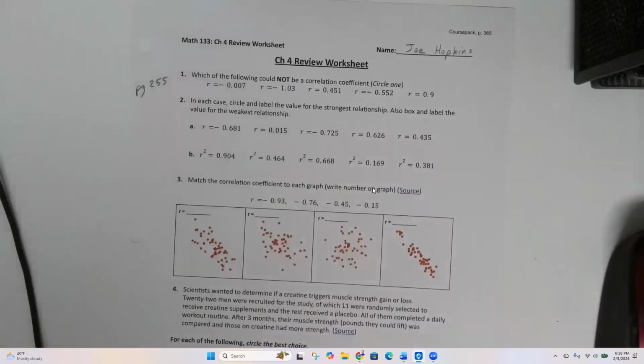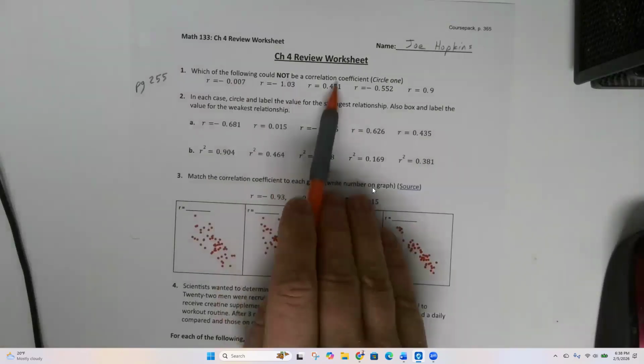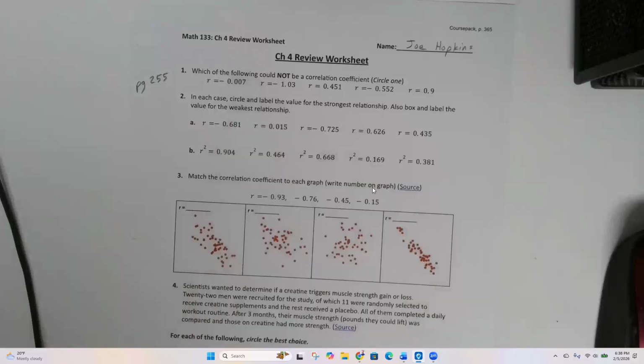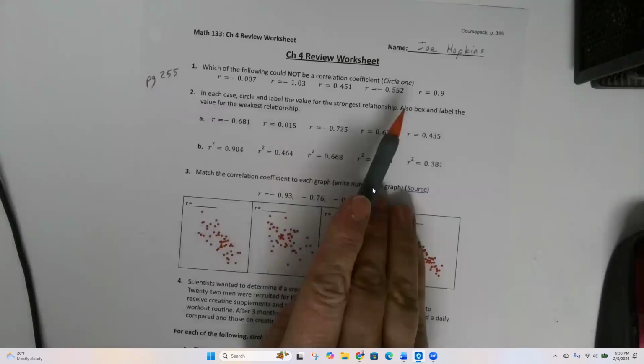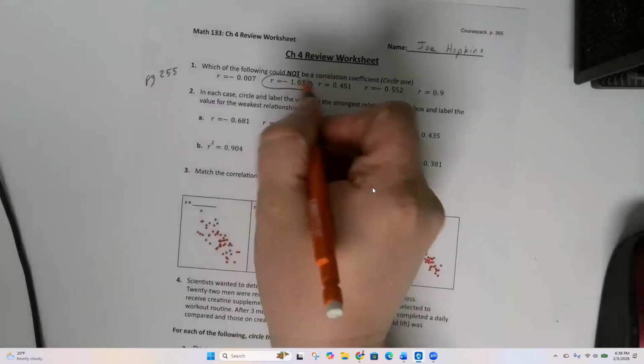All right, which of the following could not be a correlation coefficient? On Tuesday, we did a project where we were exploring the correlation coefficient, and you know, it's a number, right? And it could be negative, right? But one of these numbers in here is not allowed. James has it for us. It's this one.